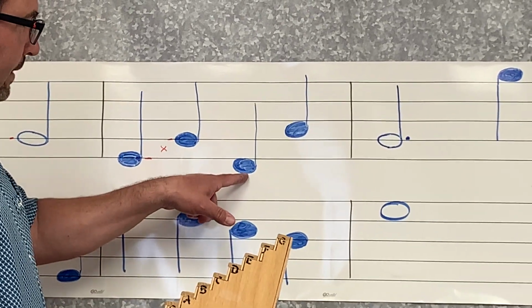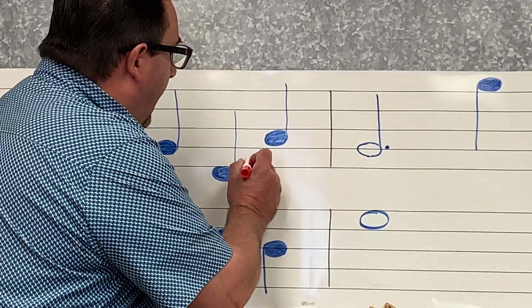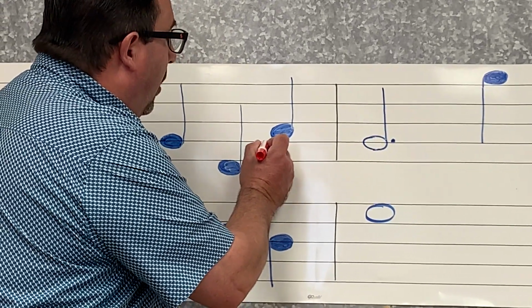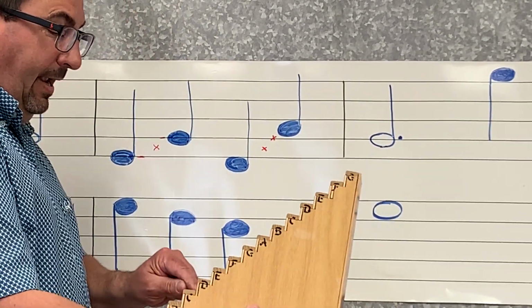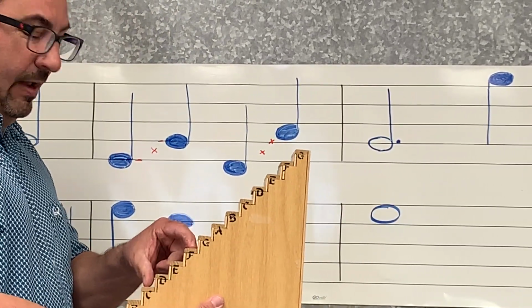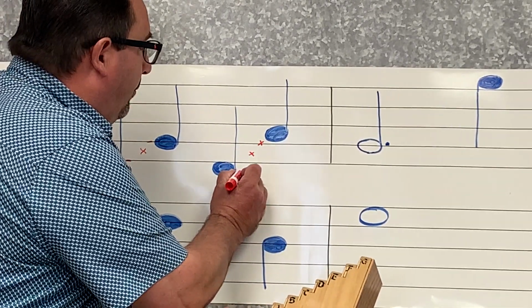When we move to beat 3 to beat 4, we are now skipping not only the space, but also the next line. That would be a big skip, wouldn't it? If we were going up the steps, we'd be very careful that we didn't accidentally slip.